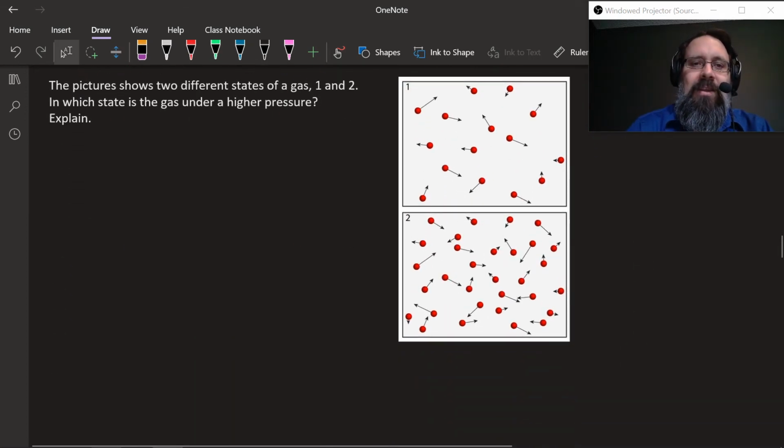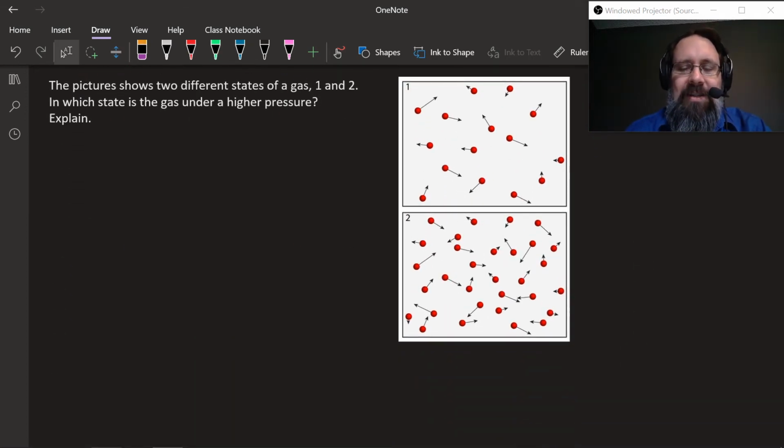Let's look at this one. The picture shows two different states of a gas. We've got state 1 and state 2. This is the same gas, but the difference is that in state 1, there are just fewer gas particles. In state 2, there are more gas particles. But as you look at the arrows there, the gas particles are just randomly moving. It doesn't look like there's a higher temperature in one than the other. It looks like the average speed these guys are moving at, the average kinetic energy, is about the same. So it looks like the temperature is about constant.